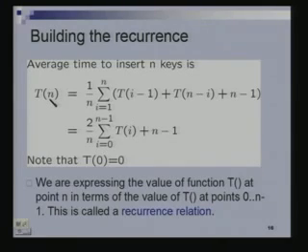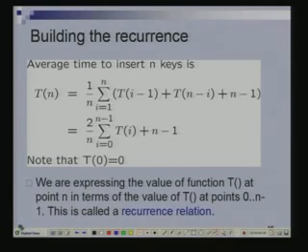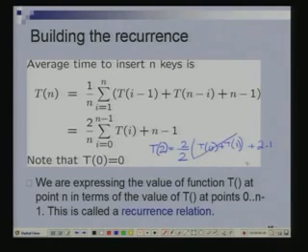So what will I get as the value of t of 2? If I just use this expression, t of 2 would be equal to 2 over 2 times t of 0 plus t of 1, both of which are 0, plus 2 minus 1. So this entire thing is a 0, and thus it becomes 1. So t of 2 also turns out to be 1.